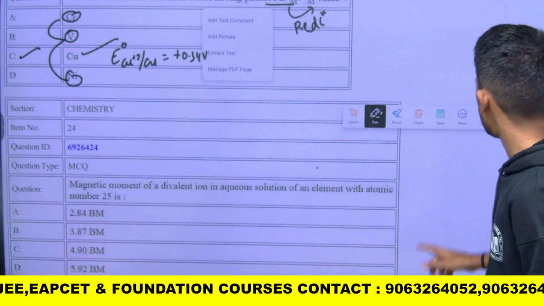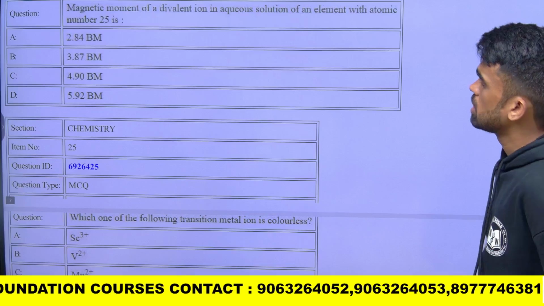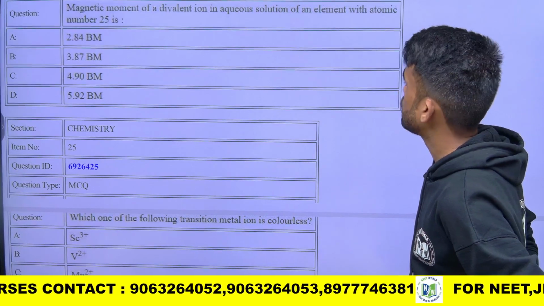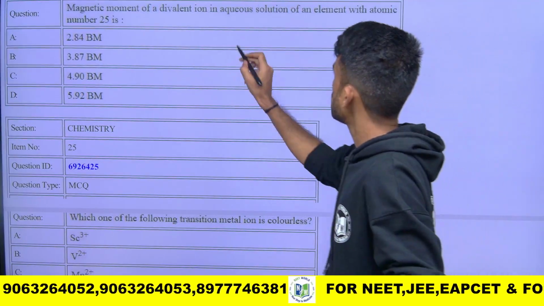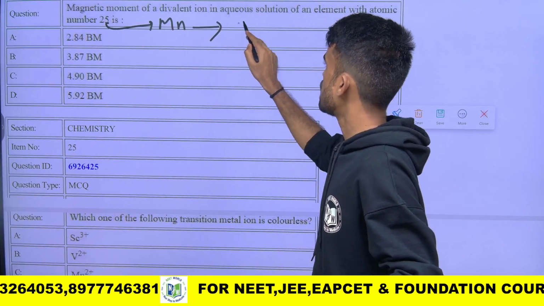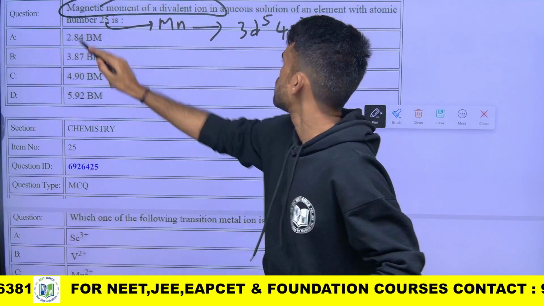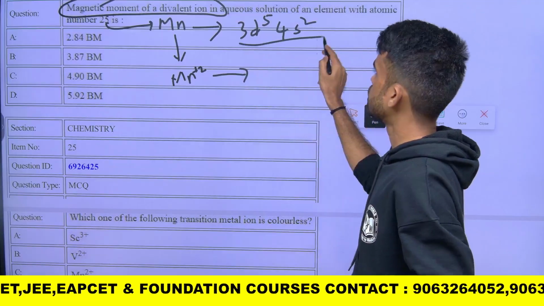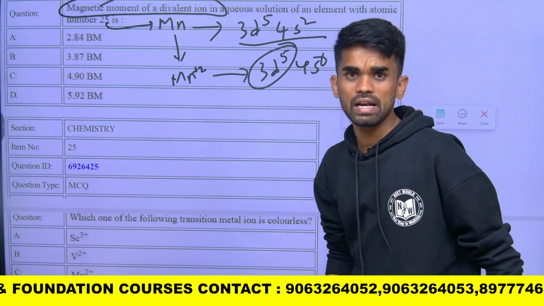Okay. Then next we have, what is the magnetic moment of a divalent ion in the aqueous solution of the element with atomic number 25. See, easy, right? So atomic number 25 means manganese. What is its electronic configuration? 3d5 4s2. They are saying divalent, so divalent means manganese plus 2. If it is in plus 2, remove 2 electrons out of these 7. So 3d5 4s0. Now we have 5 unpaired electrons in d orbitals.